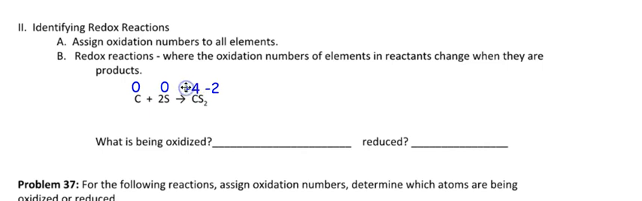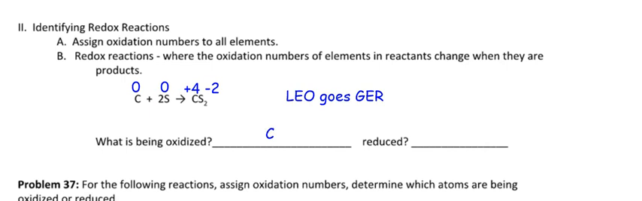So the question is, is this a redox reaction? Well, yes, carbon went from 0 to +4. Sulfur went from 0 to -2. So now what is being oxidized? What's being reduced? I brought back LEO goes GER. All right, so LEO, lose electrons oxidation. Which oxidation number went up? If you said carbon, you're right.